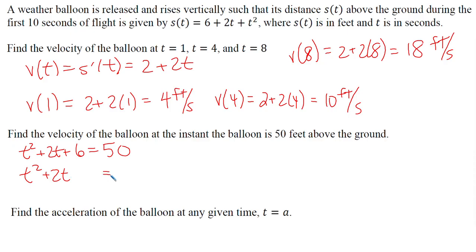if it's an easy one to do it with. So I'll subtract the 6. 50 minus 6 is 44. And when I take half of 2 and then square it, that's just 1. So I'll add 1 to both sides.